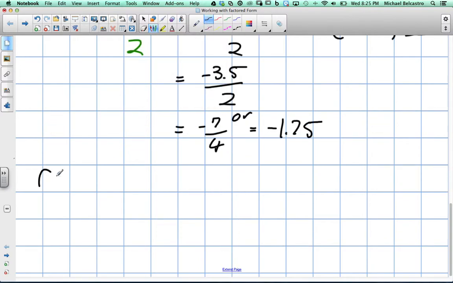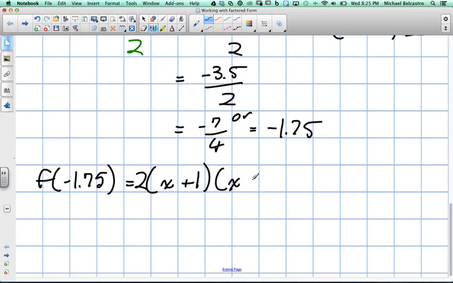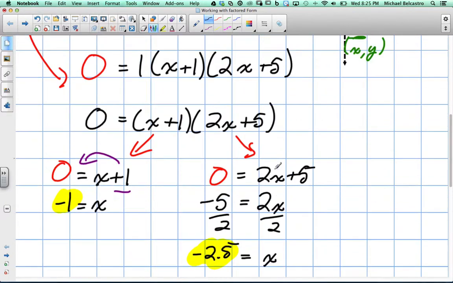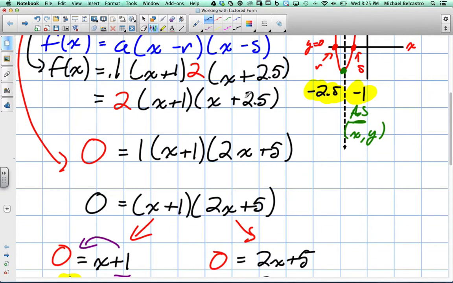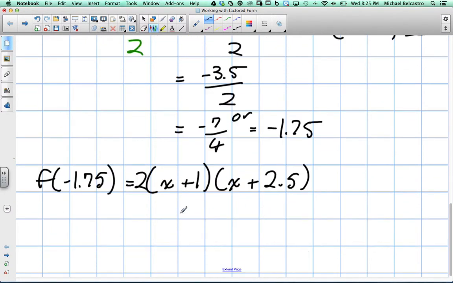We had f at, technically the term is negative 1.75, so we'll go plug it back in. And we had x plus 1, and we had a value of 2, and we had x plus, I believe it was 2.5. Yeah, plus 2.5, and the 2 is out there. So I took that version out. So we have to replace the x in both of these with the negative 1.75.